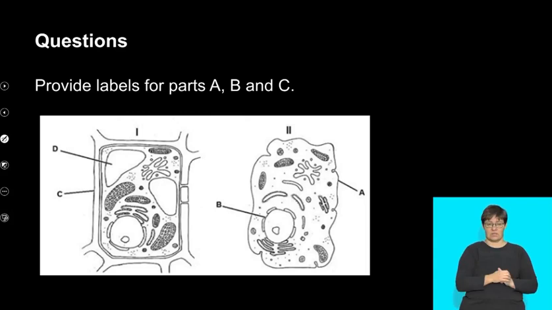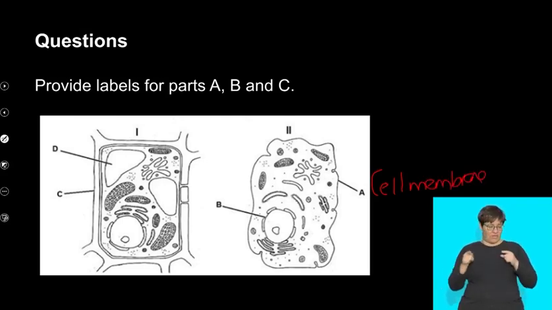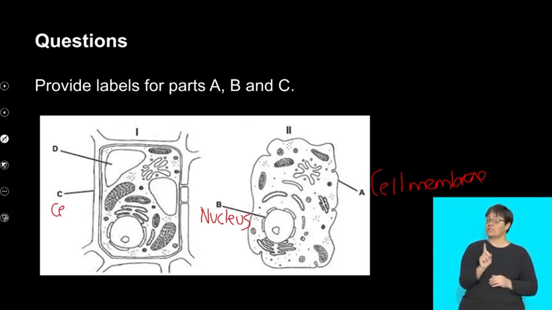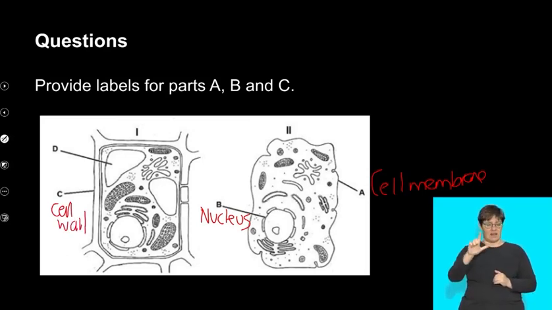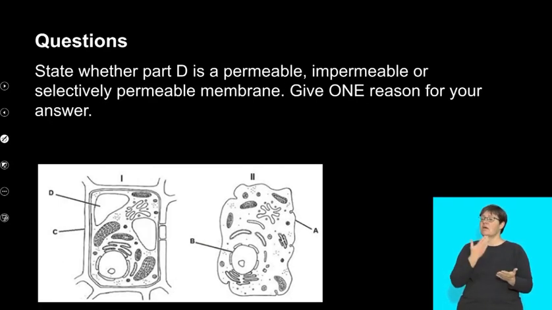The next question: provide the labels for parts A, B, and C. Number A is going to be my cell membrane, because I have one in both my plant and my animal cell. Number B, don't say nuclear membrane. Go for the whole organelle. So number B here is going to be my nucleus. And part number C is going to be my cell wall. So guys, you need to be able to recognize all the different organelles.